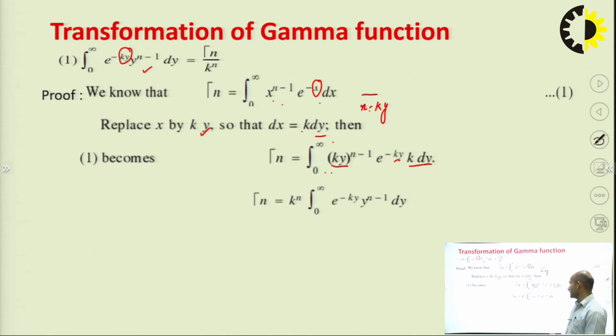So on simplification, we get, since this term is k raised to n minus 1, and there is one more k here, so the power will be k raised to n, and we have integration limit 0 to infinity e raised to minus ky and y raised to n minus 1 dy. So the given integration of this gamma function can be written in this form, or we have integration 0 to infinity e raised to minus ky y raised to n minus 1 dy will be gamma n upon k raised to n. So this is a transformation of gamma function in which the exponential power is minus ky.